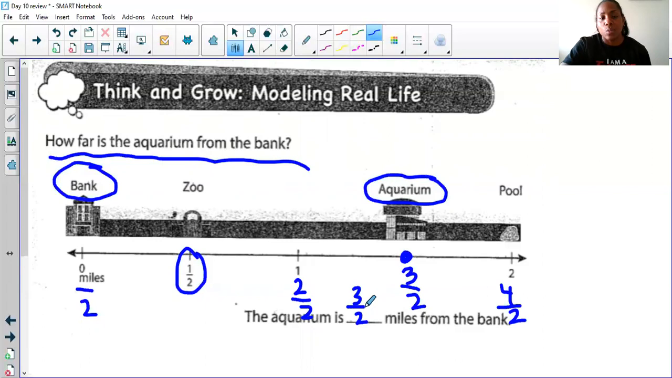And for my friends who want to take it up a notch, 3 halves or 1 1/2 miles. Now you're going, how'd you get 1 1/2? Because I know that this right here is located midway between 1 and 2. So it only makes sense for it to be 1 1/2.